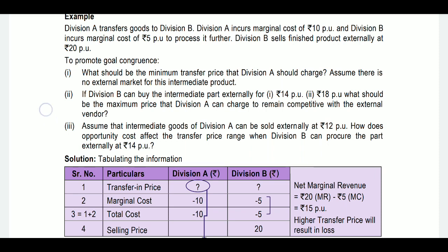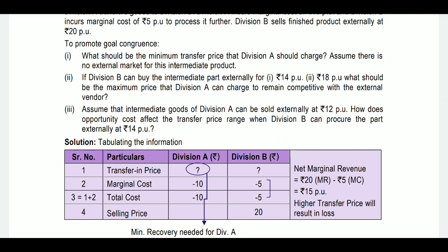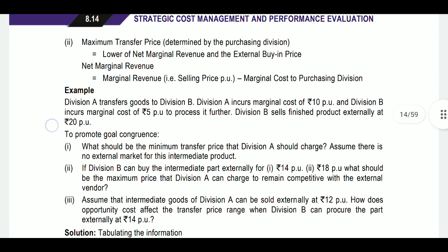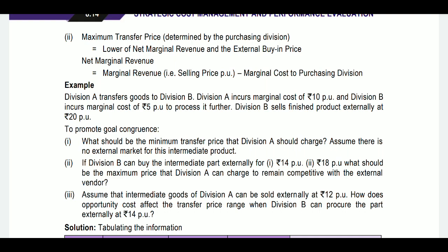Next, what should be the minimum transfer price that division A should charge, assuming there is no external market for this intermediate product? If you do not have an external price, then the minimum recovery will be whatever cost is incurred. That is the marginal cost. What is the marginal cost? 10 rupees. 10 rupees will be the minimum recovery needed by division A.